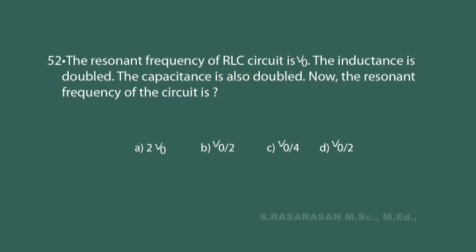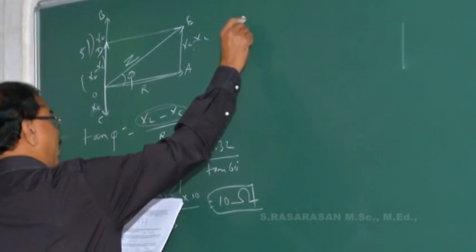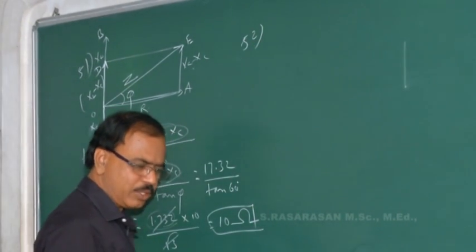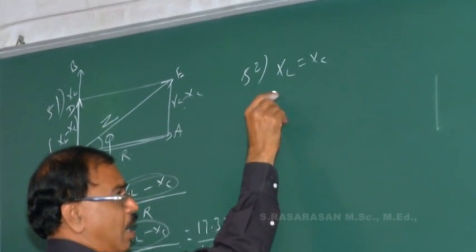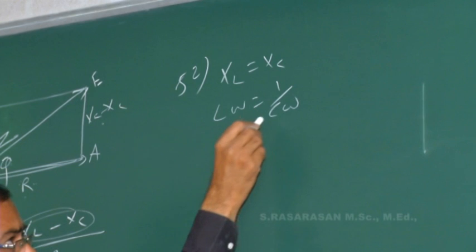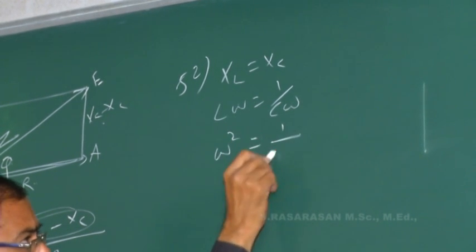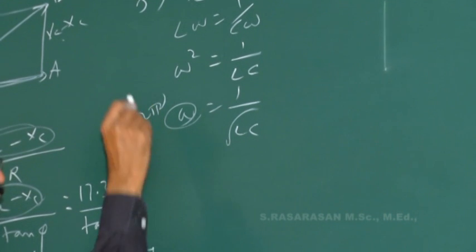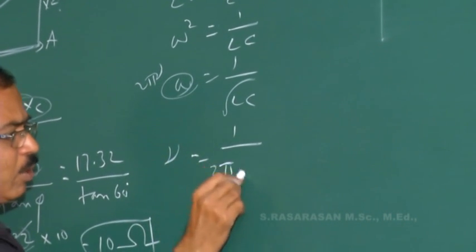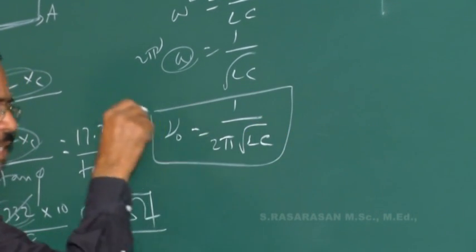The resonant frequency of RLC circuit is nu naught. The inductance is doubled, the capacitance is also doubled. Now the resonant frequency of circuit is dash. See, what is resonant frequency? Yes, in RLC series circuit, voltage resonance occurs if XL is equal to XC, or L omega equal to 1 by C omega, or omega square is equal to 1 by LC, or omega is equal to 1 by root of LC. Instead of omega you can substitute 2 pi nu. So that nu is equal to 1 by 2 pi root of LC, what we call resonant frequency.